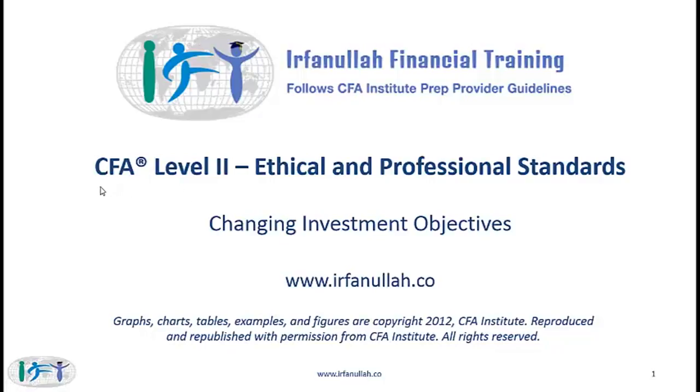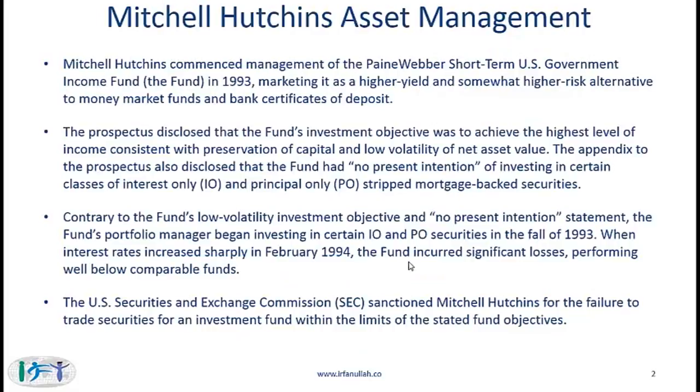In this lecture, we will cover the CFA Level 2 reading on changing investment objectives. This particular reading is based on the actions of Mitchell Hutchins Asset Management Company. Mitchell Hutchins commenced management of the PaineWebber short-term US government income fund, henceforth referred to as the fund, in 1993, marketing it as a higher yield and somewhat higher risk alternative to money market funds and bank CDs.